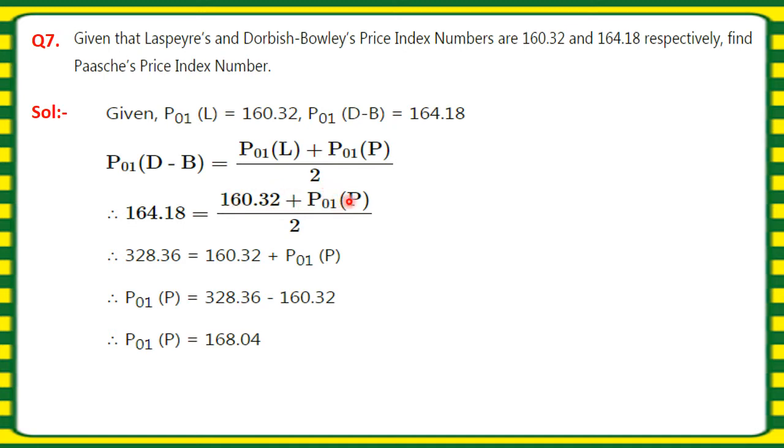Now, 2 into 164.18, that is 328.36, is equal to 160.32 plus P01 of P. Now, P01 of P is equal to 328.36 minus 160.32. After subtraction, we will get Paasche's price index number as 168.04.